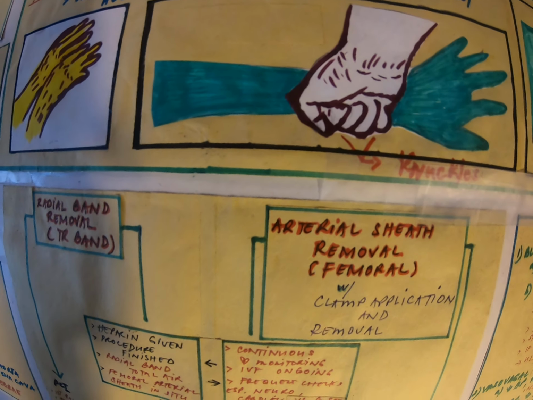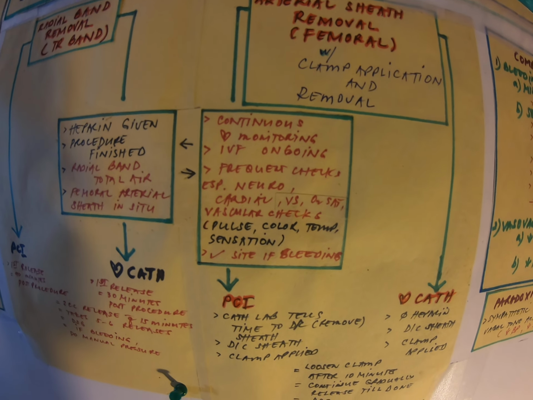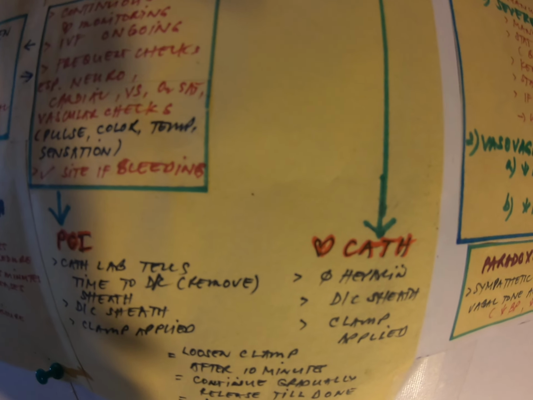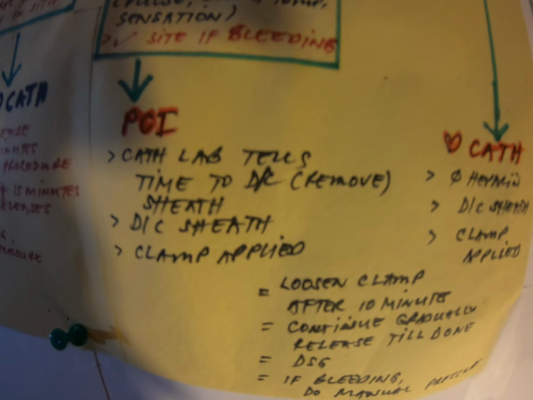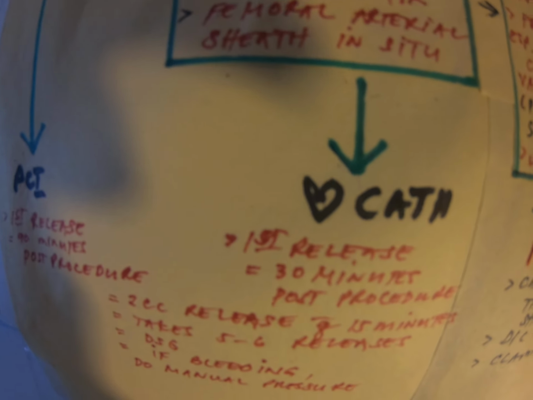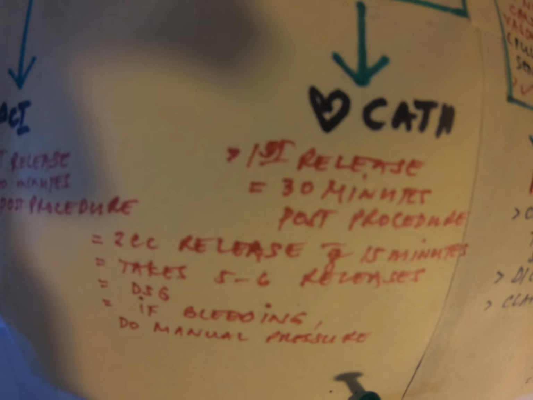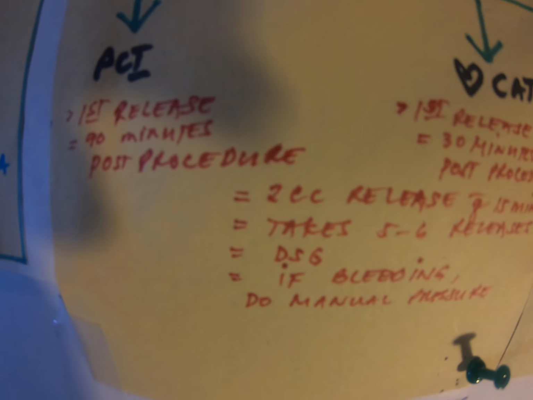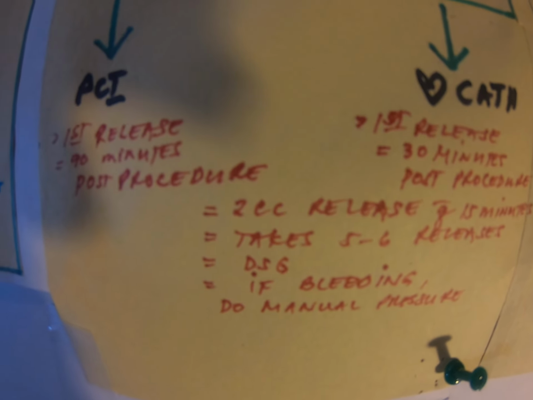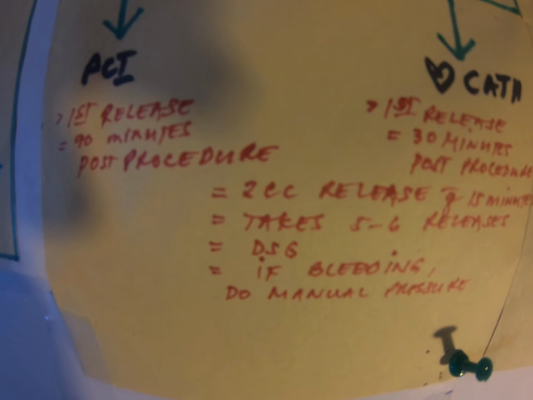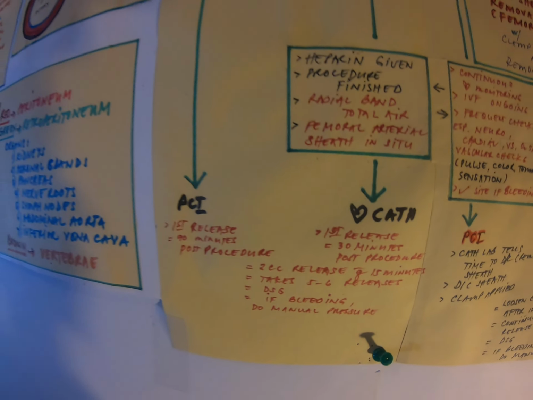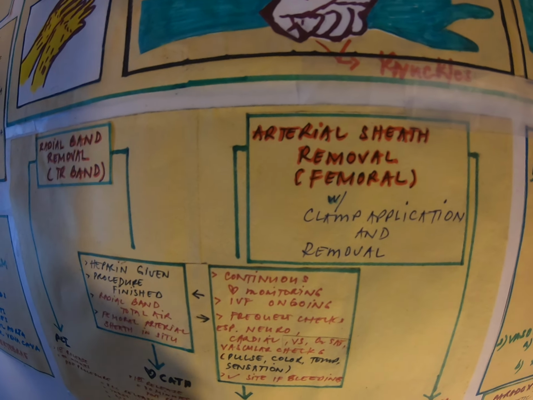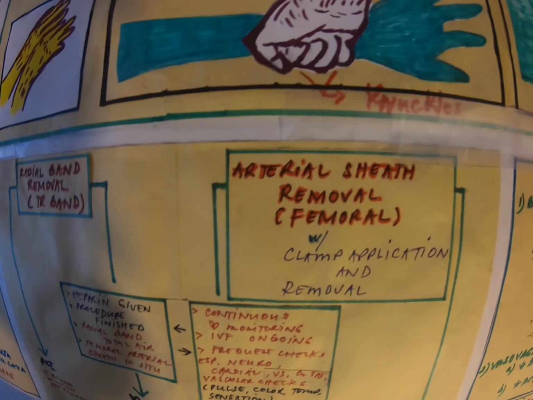Okay. What if this is a STEMI and they found that it's secondary to vasospasm? So they just did an angiogram. They didn't find anything, but probably there's a spasm, but you have ST elevation. So what they're gonna do here now is the first release will be 30 minutes after the procedure. 2 cc's of air will be released every 15 minutes. It takes 5 to 6 clicks, again, dressing, and if bleeding happens, you do the same maneuver as I mentioned earlier.